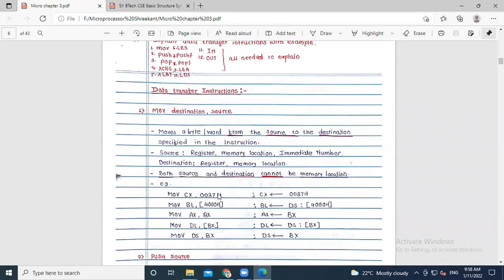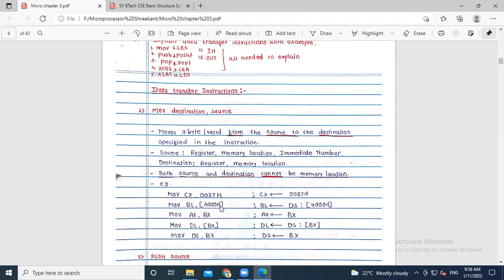For example, MOV CX, 0037H. H indicates that it is a hexadecimal number, 37, and CX is one operand, a register. MOV is the mnemonic. MOV CX, 0037H means that the hexadecimal value 37 is transferred into the CX register. Check the arrow: 37 is placed into the CX register.